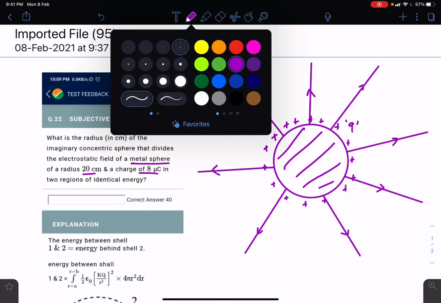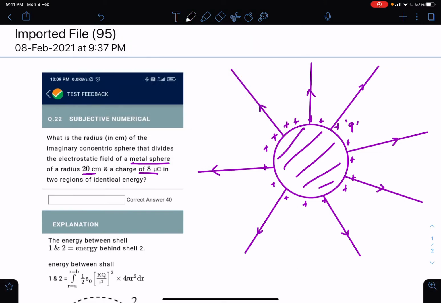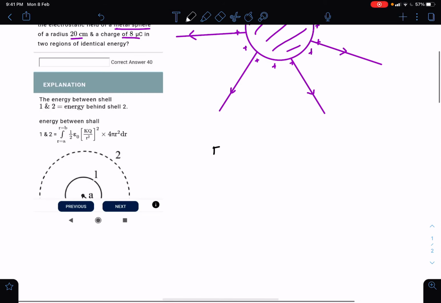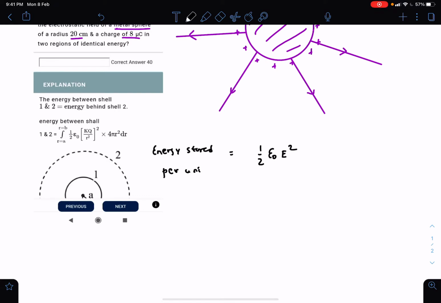Now there is something called energy density in this electric field, and that energy density is equal to half epsilon naught E square. This is the energy density. Energy density means energy stored per unit volume, and that is given by half epsilon naught E square, where E is the magnitude of the electric field. Now we have to find out how much is the energy stored in the electric field of this charge.